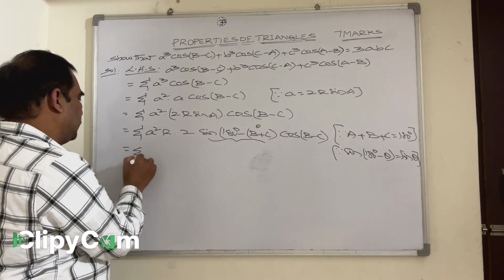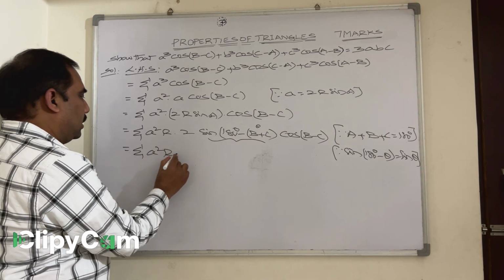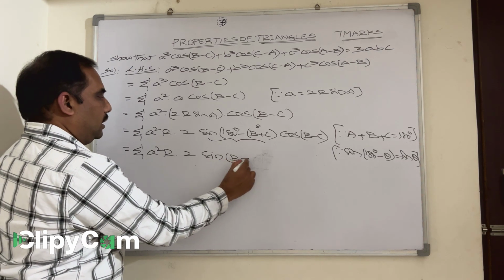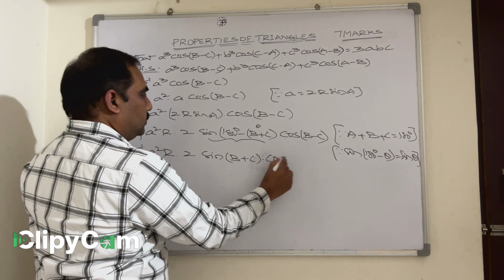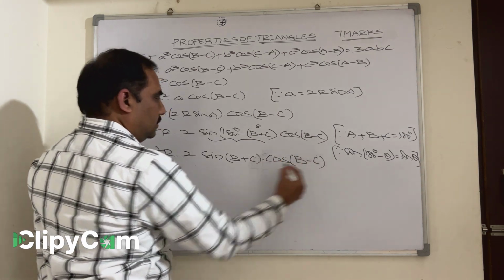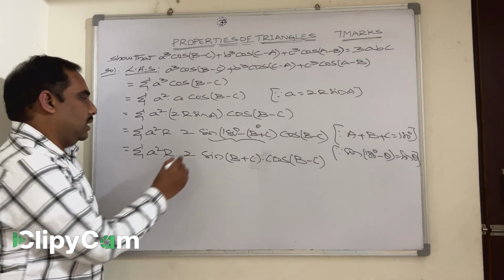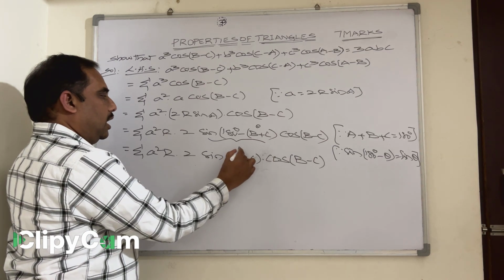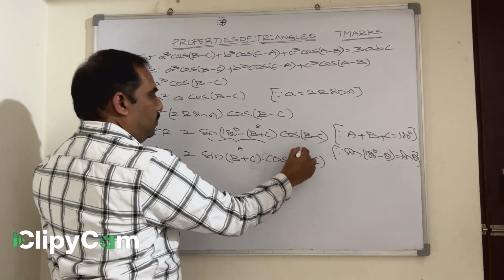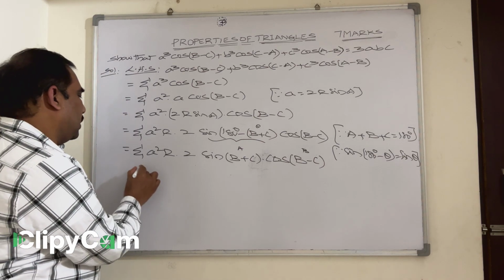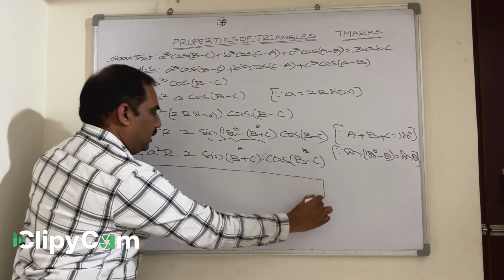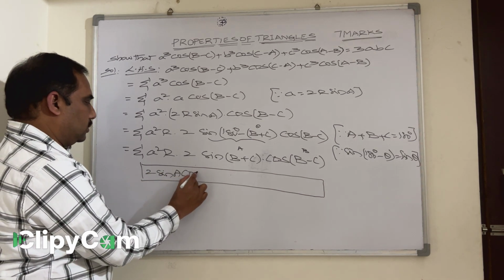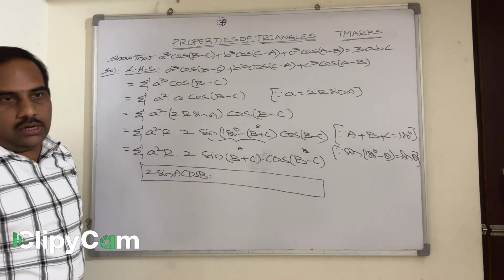So it can be written as sigma a square r into 2 sine(b plus c) into cos(b minus c). Now if you observe, it is in the form of 2 sine A cos B, where A is b plus c and B is b minus c. We have a formula for 2 sine A cos B. So what is the formula for 2 sine A cos B?